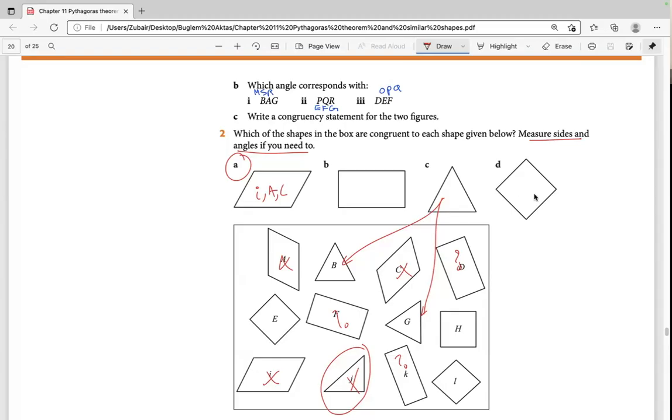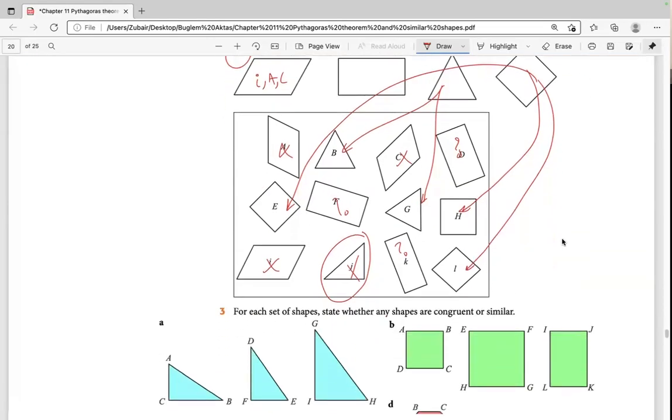And for the D part, we have E and H and L. And we need to see, maybe I looks like a rhombus and not a square. So definitely we'll measure the sides and angles when we do it on paper.